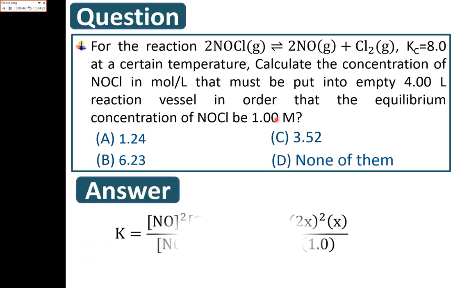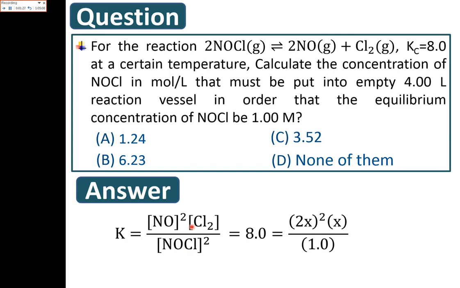Actually, the question is very simple. We apply the formula for the equilibrium constant at the beginning for this problem. The equilibrium constant is equal to the concentration of NO raised to the power of 2, because we have a coefficient of 2 here, times the concentration in mole per liter, of course, of chlorine raised to the power 1, because the coefficient is 1, divided by the concentration of NOCl raised to the power of 2. This is equal to 8. And these are the equilibrium concentrations.